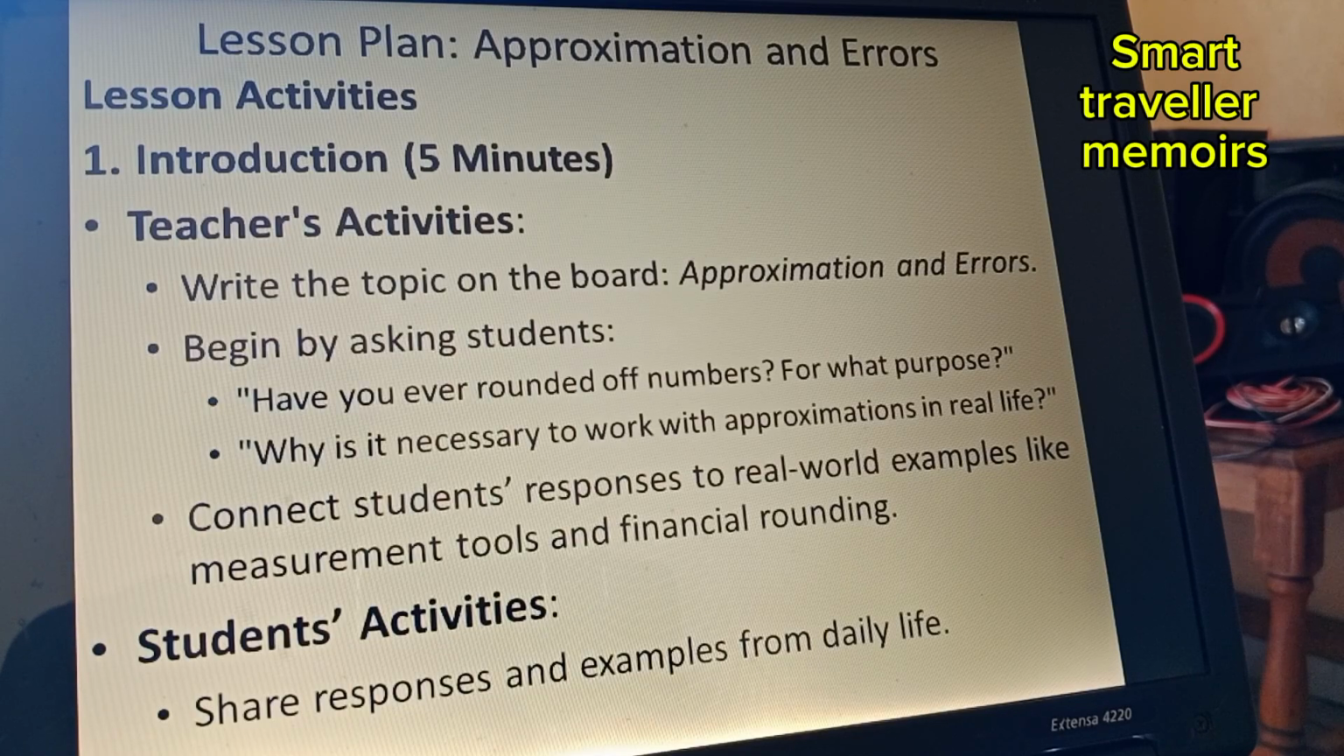Lesson activities. This is for the teachers. You take 5 minutes to introduce the topic. Write the topic on the board, approximation and errors, and you begin by asking the students, have you ever rounded off numbers? For what purpose? Why is it necessary to work with approximations in real life? So you connect the students' responses to real-world examples like measurement tools and financial rounding.